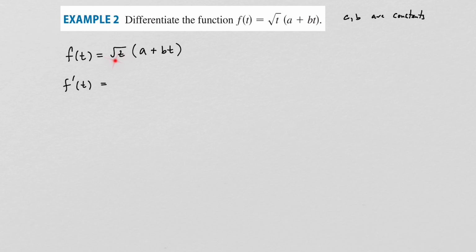Namely, I have the square root of t as my first function and a plus b times t as my second function. So if I use the product rule, the derivative is going to be the first function, square root of t, multiplied by the derivative of the second function, which is the derivative of a plus b times t, plus then we'll take the second function and multiply it by the derivative of the first function.